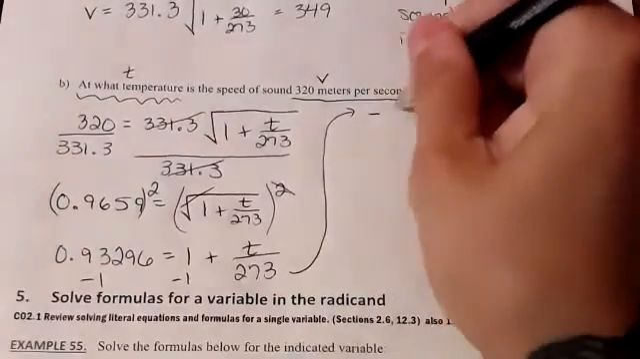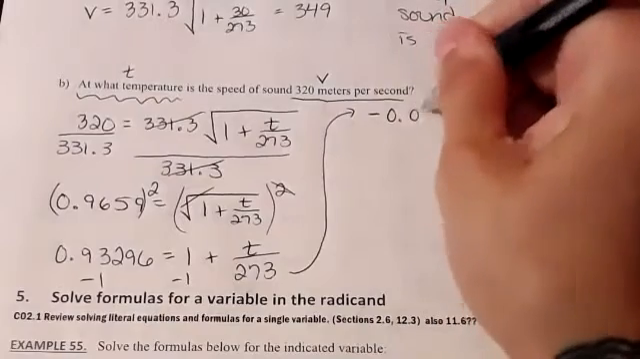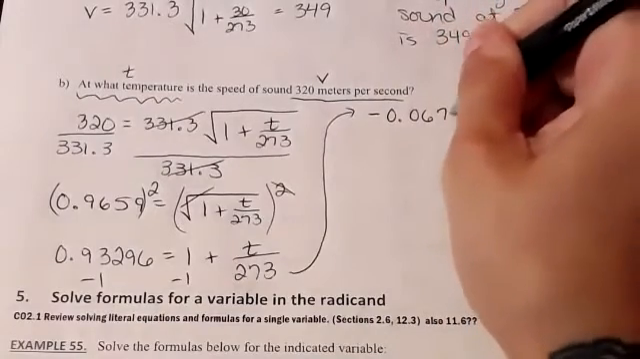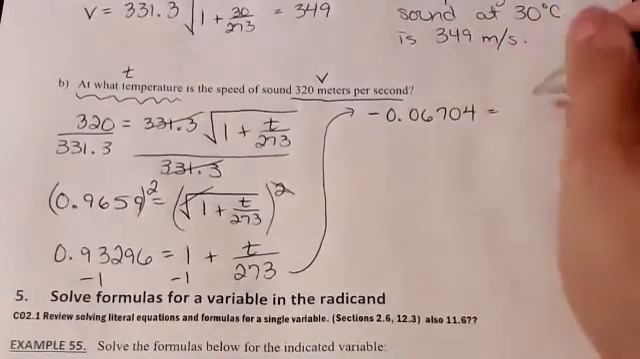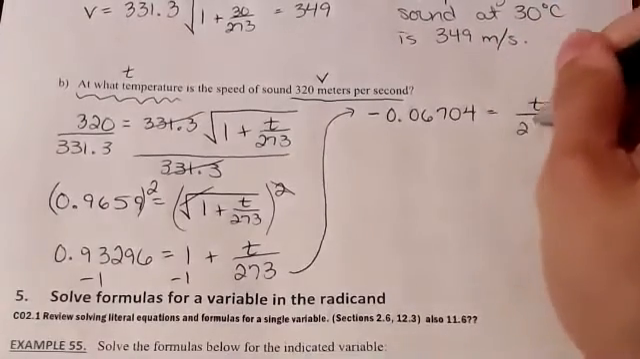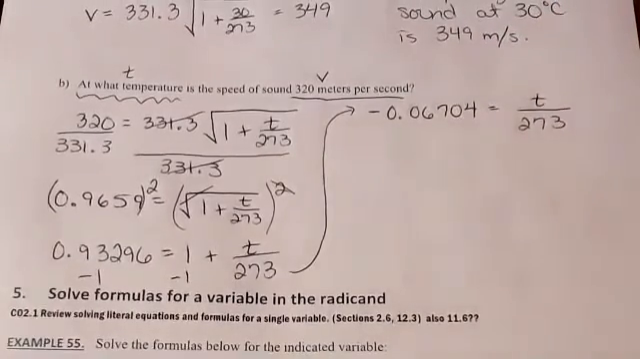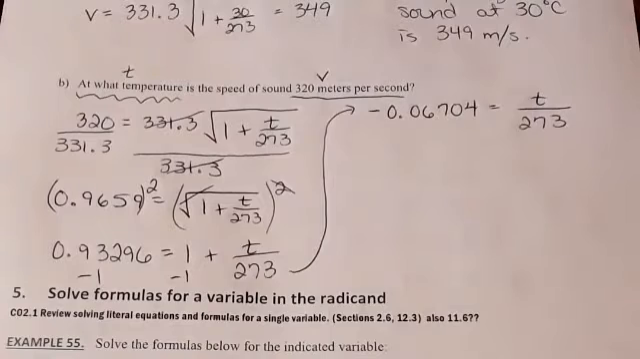We get negative 0.06704. Good. And that's equal to t over 273. Okay, last step to get t completely by itself. What do you think? You could multiply 273 to each side. Yes, score. We definitely are going to multiply 273 to each side.